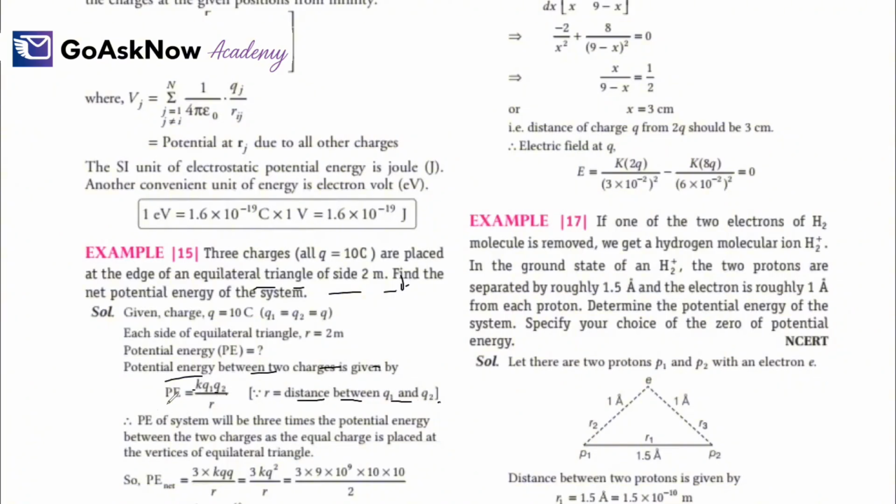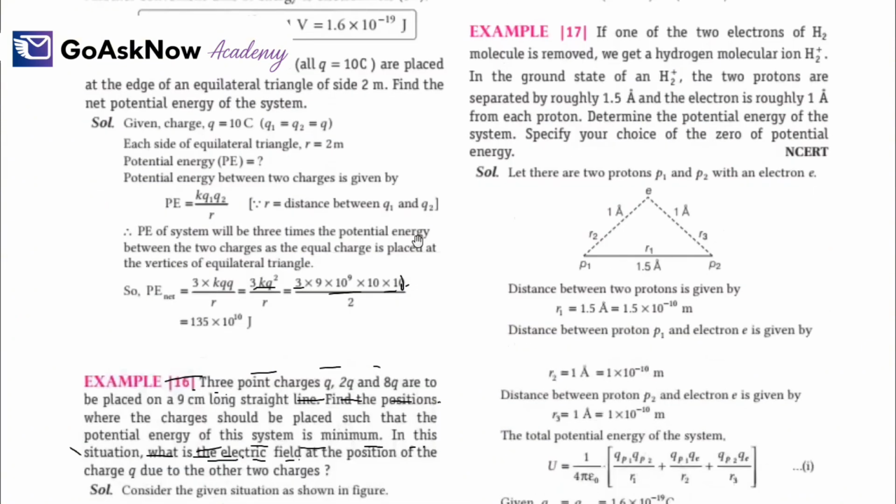The potential energy of the system will be 3 times the potential energy between two charges, because these are symmetrically placed and the configuration is symmetric. As equal charges are placed at the vertices of the equilateral triangle and all are of equal magnitude, we will just apply the formula 3 times KQQ upon R. Because the charge values are also equal, we will just apply this formula and we will get the answer.